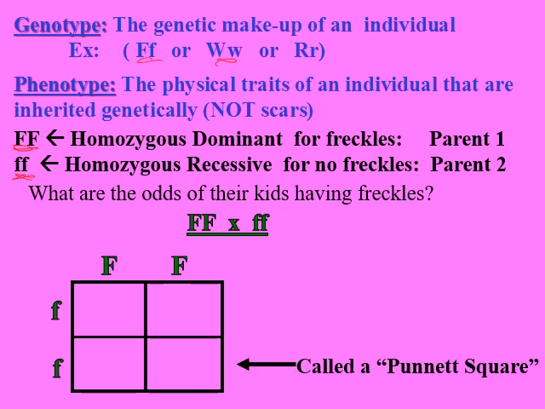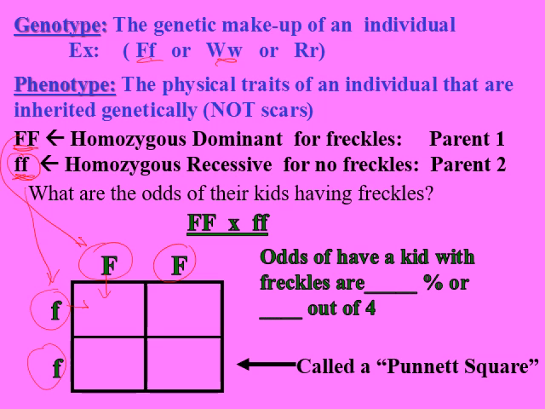So you have one parent here on the top. The other parent gets listed here at the side. And notice what they've done. They said, well, the first parent can either give a capital F or they can give the other capital F. The second parent can either give the recessive lowercase f or the other recessive lowercase f. Now it's just a matter of filling in the boxes. And the way you do that is you bring one down and you bring one over.